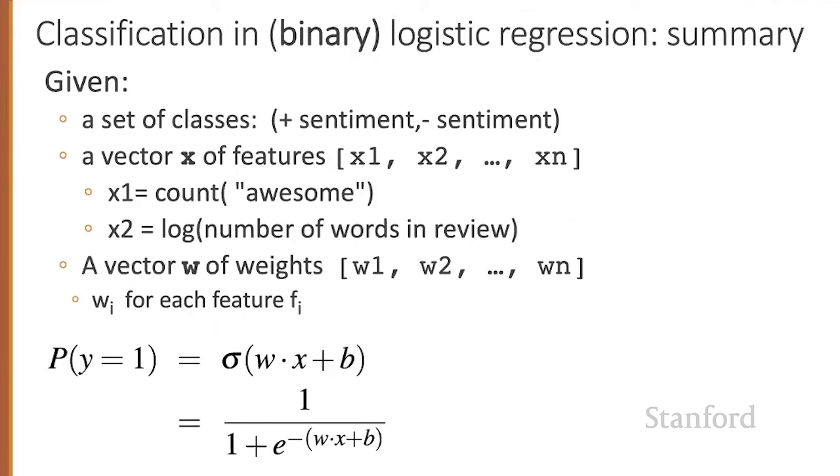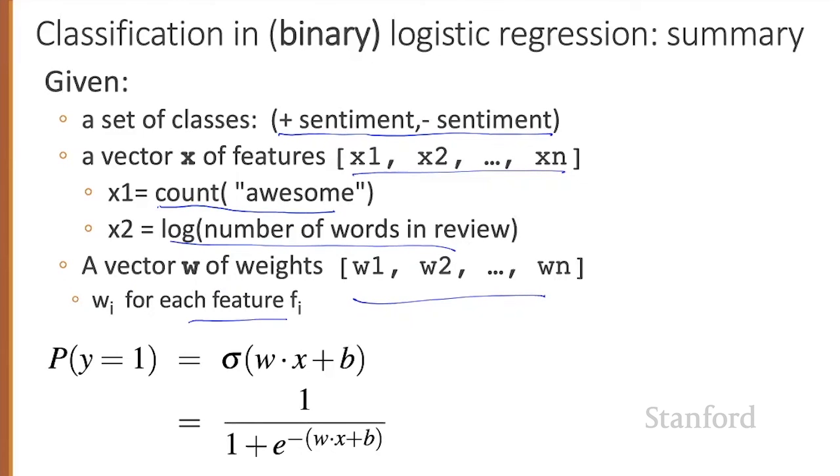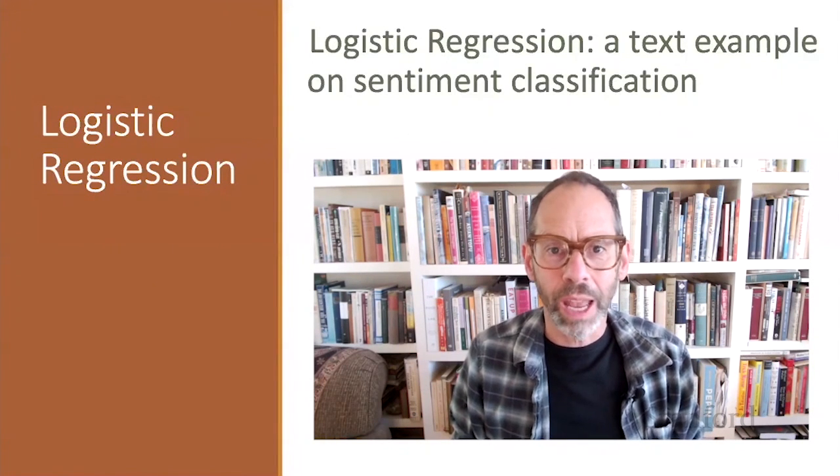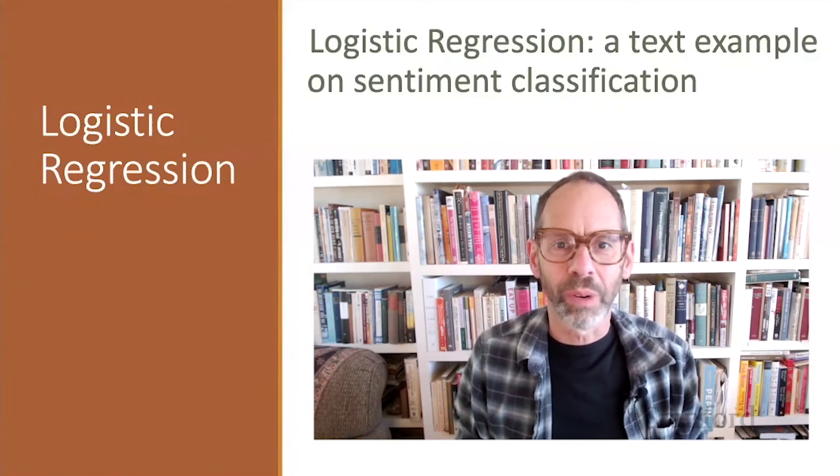So in summary, for classification in binary logistic regression, we have a set of classes, let's say positive and negative sentiment, which we can just refer to as 0 and 1. We'll have a vector of features, and those feature values have things like counts or logs of things. We'll have a vector of weights, one for every feature, plus a bias. And to compute the probability of the positive class, we'll just run the w dot x plus b through a sigmoid. We've now seen how logistic regression can take feature values and their weights and compute a class for an input example.